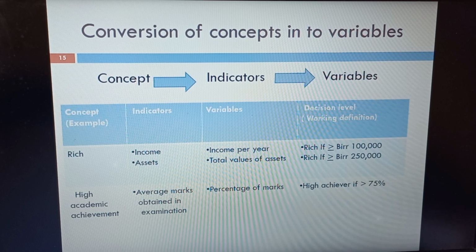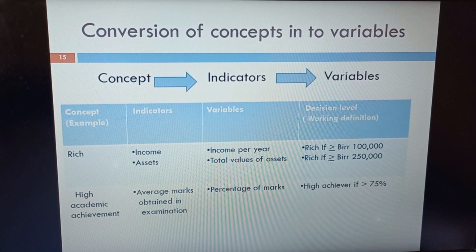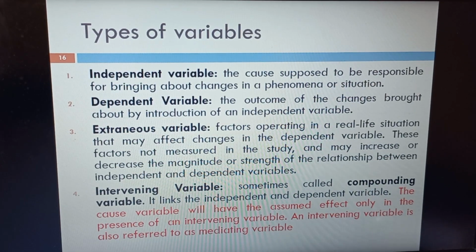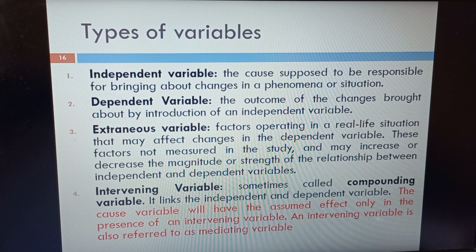Decision level, rich, ከ100 ሺህ በላይ ሲኖረው፣ በአሴት ደረጃ ደግሞ ሪች 250 ሺህ ካፒታል ካለው አዘርዋይስ ሪች አይደለም ማለት ነው። ስለዚህ decision level እያስቀመጥን ለሜጀርመንቱ ለቫሪያብሉ ማለት ነው። So in research usually we start with the concept, but that concept cannot be measured. First we should convert the concept into a variable. That is what a concept and a variable is. Now let's have a look at types of variables.